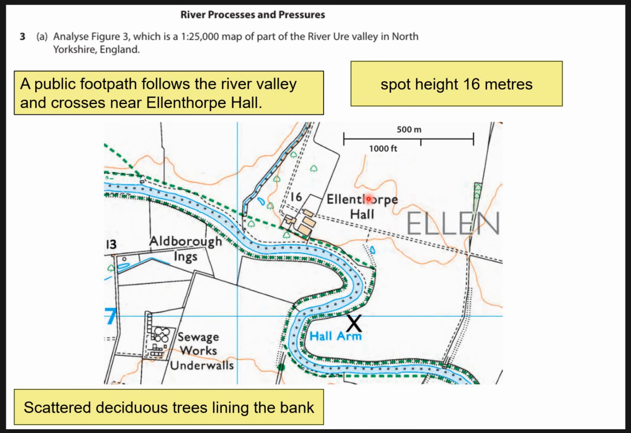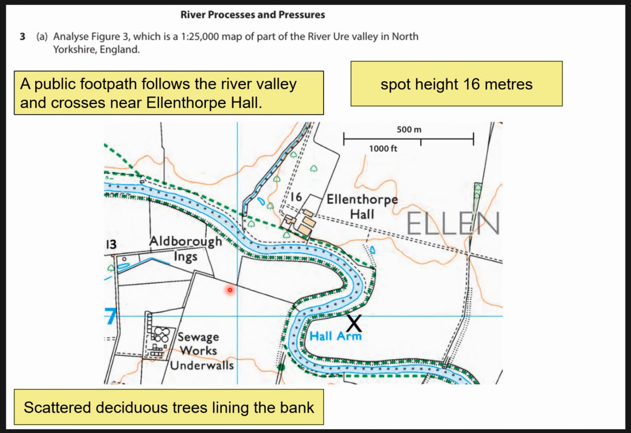If we didn't have other characteristics and features that would help us identify that, such as the sewage works and Ellenthal Hall, we've got the actual shape of the river. All this land here appears quite flat. There are a few contour lines. There's a spot height near the hall here. It's only 16 meters above sea level, but obviously a bit lower here.